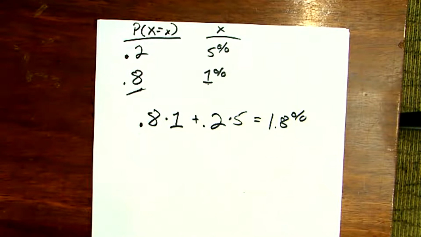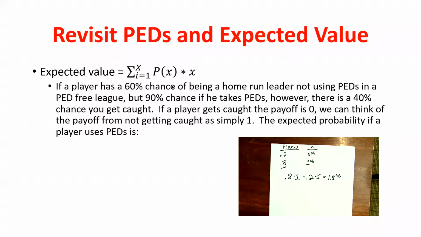We can do the same thing, but with maybe these PEDs. So if I remember right, and I'll pop this up here. If a player has a 60% chance of being a home run leader in a PED-free league when they're not using PEDs, but a 90% chance if they take PEDs. However, there's a 40% chance they get caught.